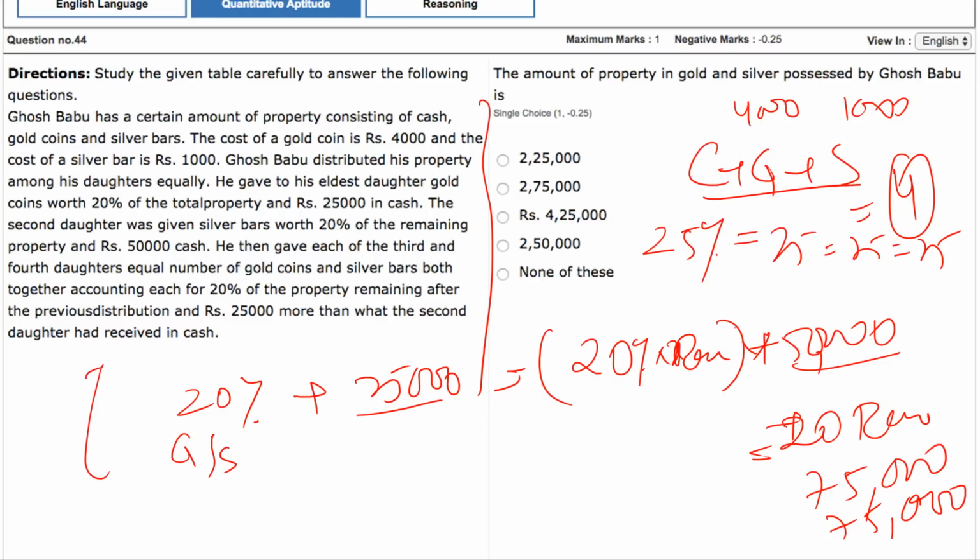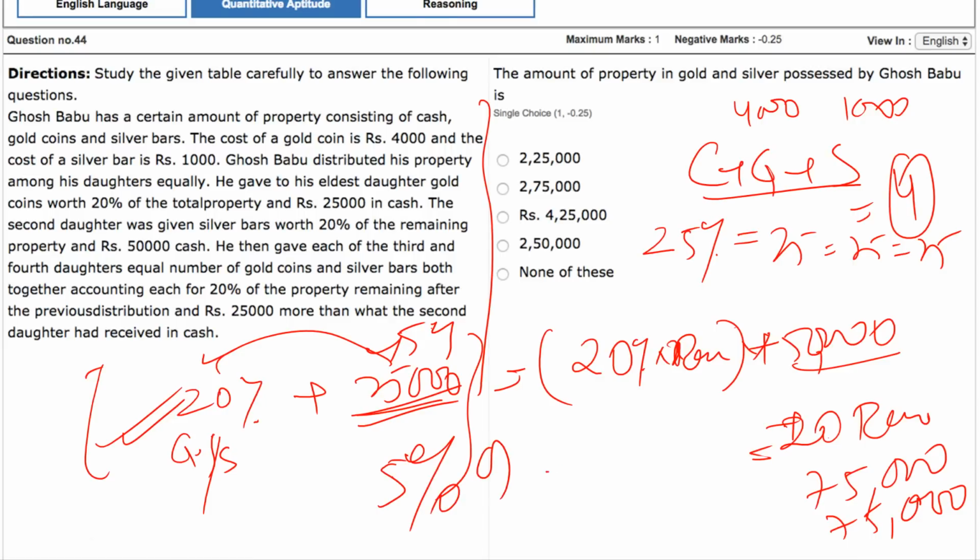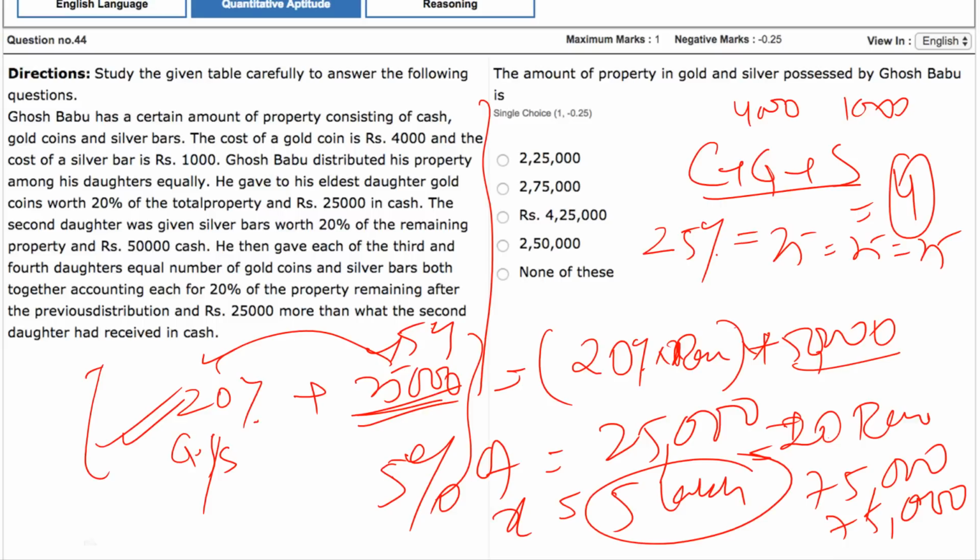Now let us come back to the first daughter. She gets 20% of the property in gold and silver and 25,000 in cash. Her total entitlement was 25%, right? So 20% in gold and coin, 5% in cash. So I can easily deduce that 5% of cash is nothing but 25,000. So I can immediately know that 5% of the total amount is 25,000. So my X will be 5 lakhs. It's as simple as that. I hope this is clear.